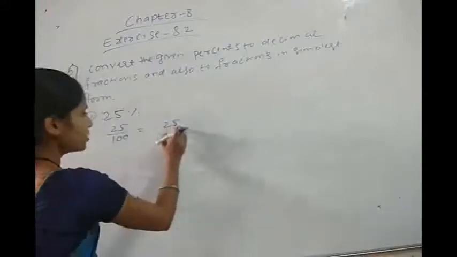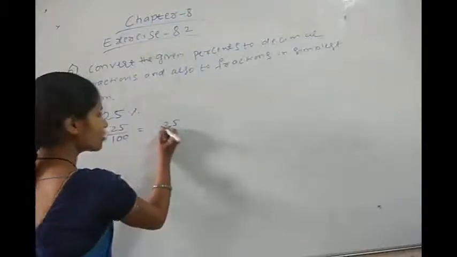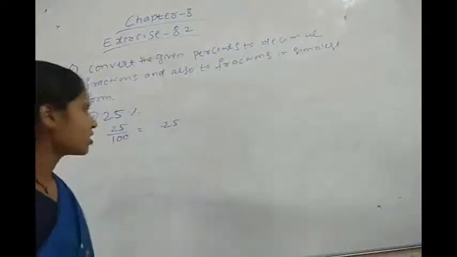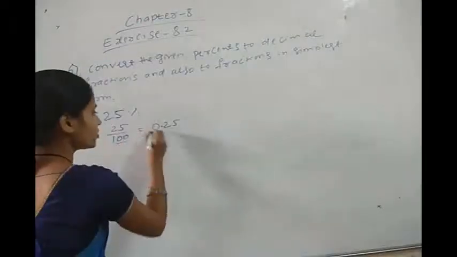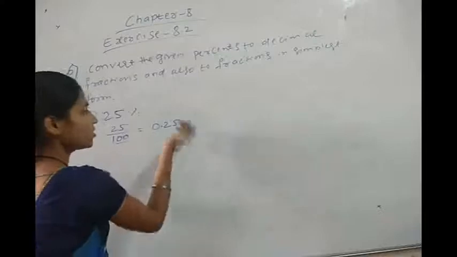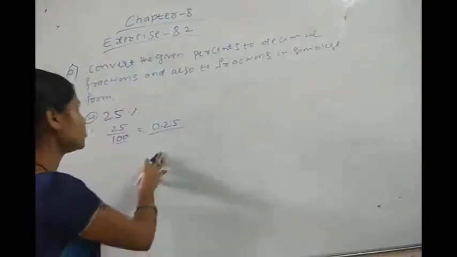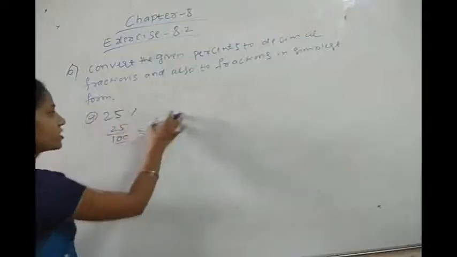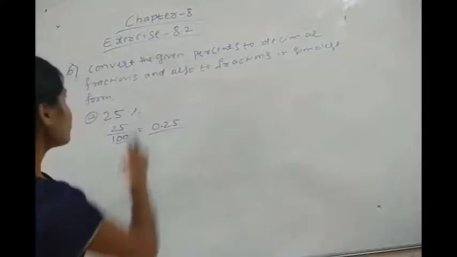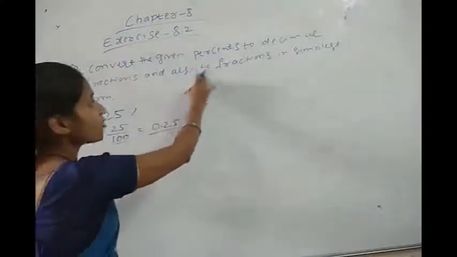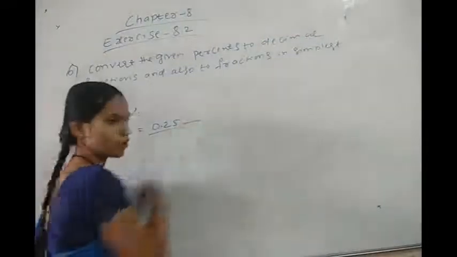So after 2 numbers you should keep the decimal, because in the denominator we are having 2 zeros. Okay. So that's why leave the 2 numbers. Leaving 2 numbers you should write the decimal. Okay. So this is the decimal. We have converted this 25% in terms of decimals and we got 0.25. So this is in terms of decimals we have converted.